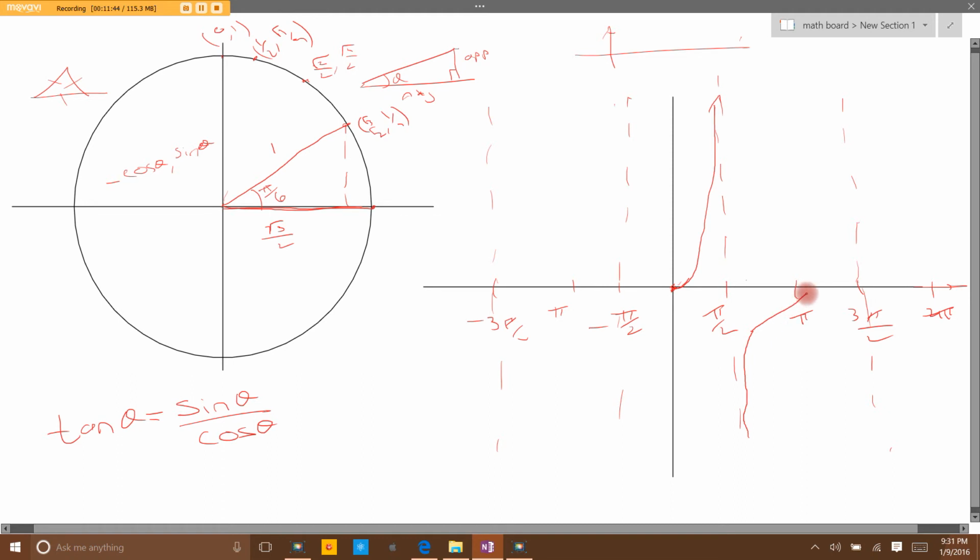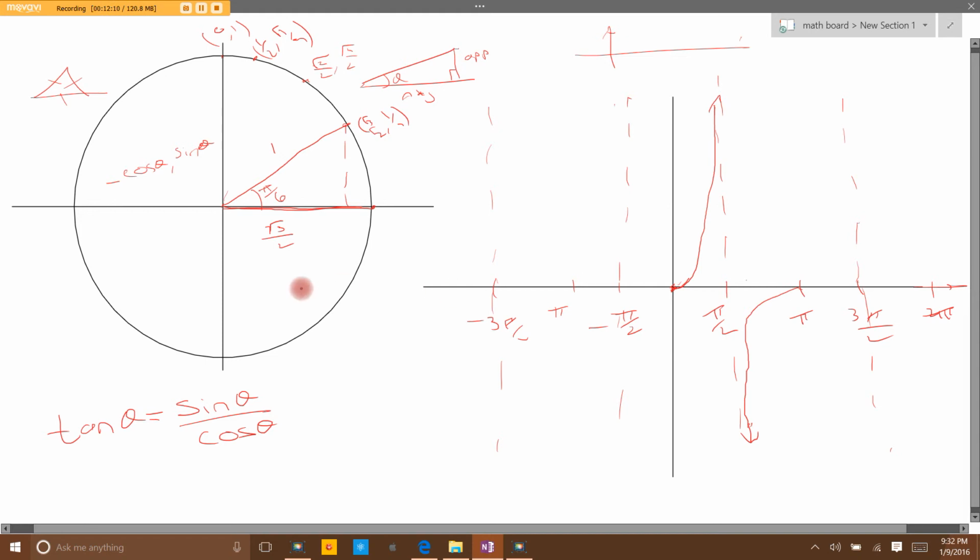So cosine is increasing and sine is decreasing, so the number is getting a smaller negative, right? I can't draw this, you guys. I'm really horrible at this. So it increases towards infinity, right?